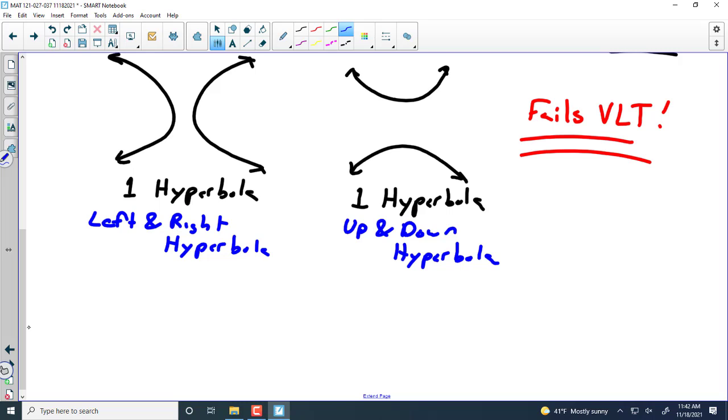So we're going to call them by the way that they open. They either open to the left and to the right, or they open up and they open down, and that's what they look like.